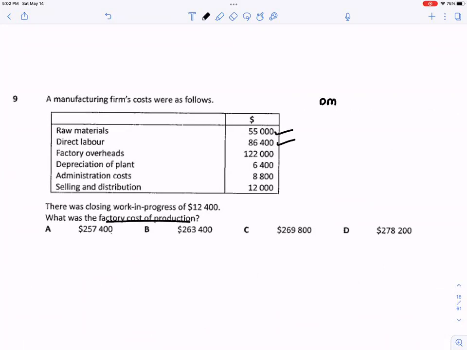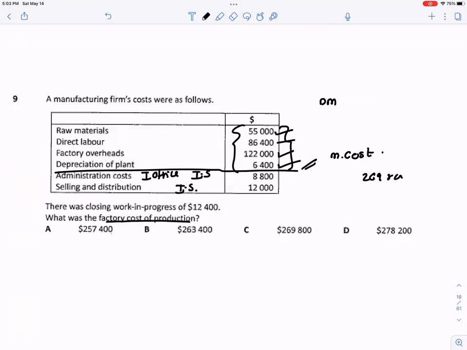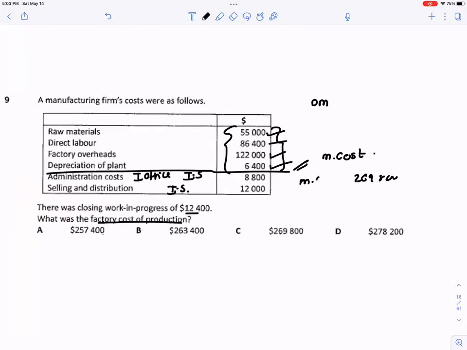They want factory cost of production. Direct material, direct labor, factory overheads, depreciation of plant, all this will go. If you add all this, you will get manufacturing cost. Administrative cost happens in office, so it's C, income statement. If you're adding all this, how much are you getting? 269,800. That will give you the manufacturing cost.